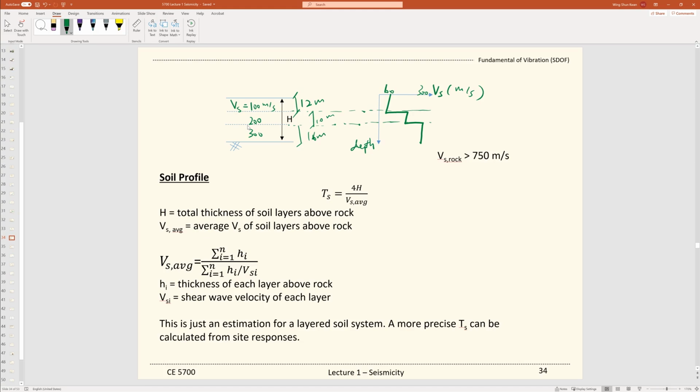And the definition between soil and rock can be given by the shear wave velocity. For a shear wave velocity greater than 750 meters per second, that belongs to rock. And you can calculate the average shear wave velocity with this formula. Again, this is just an estimation. For layered soil systems, we need to conduct a soil response analysis if you want to find a more precise natural period for your soil column. And we will talk about such response analysis later in the semester. When we get to module number 4, we will learn a software called DeepSoil, and with that, we will do a more sophisticated analysis. For now, this is a quick estimate.